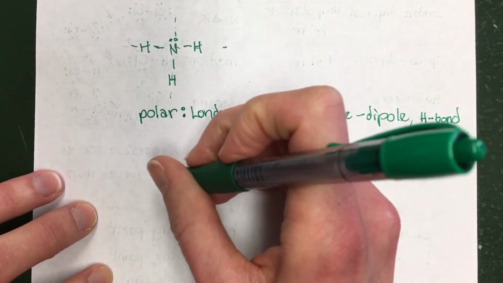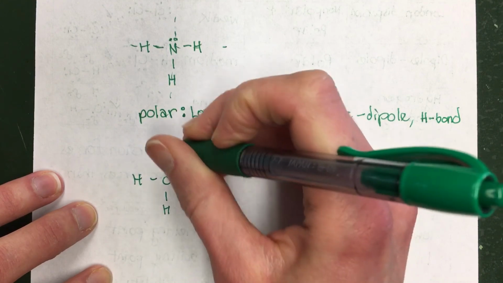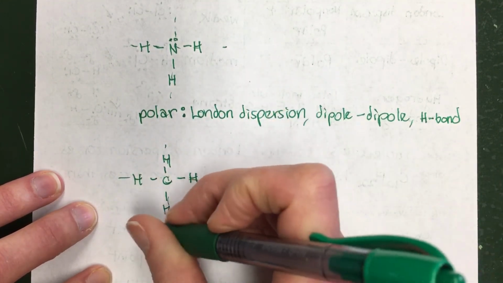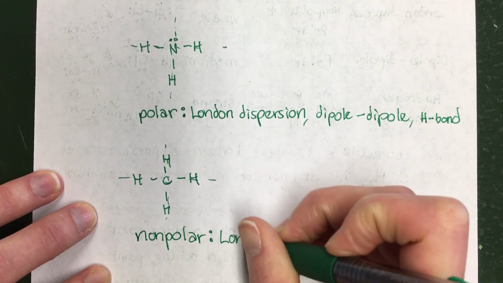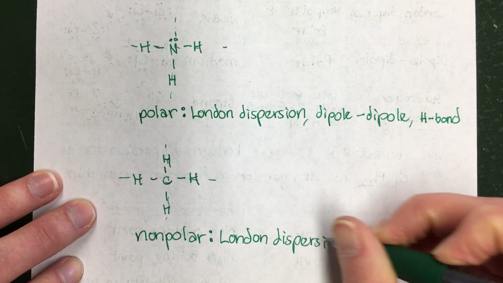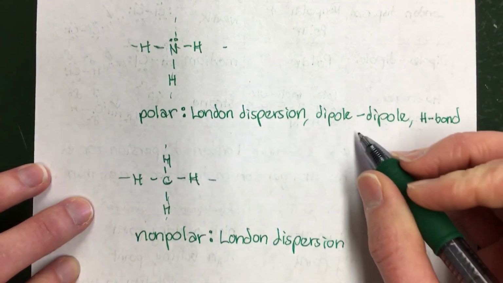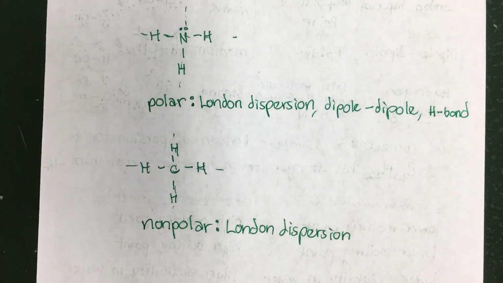Let's look at another one. Let's look at CH4. This one's symmetric in both directions, so it's nonpolar. So it's just going to have London dispersion. So if it's nonpolar, it's always just going to be London dispersion. If it's polar, it's going to be London dispersion and dipole-dipole, and then maybe, if it's got H bonded to N or F, hydrogen bonding.